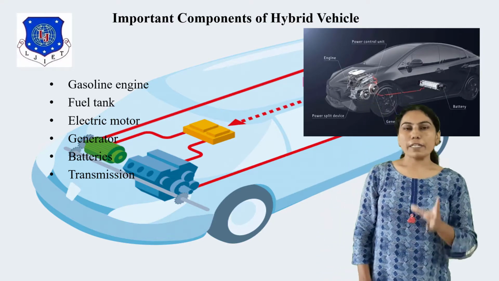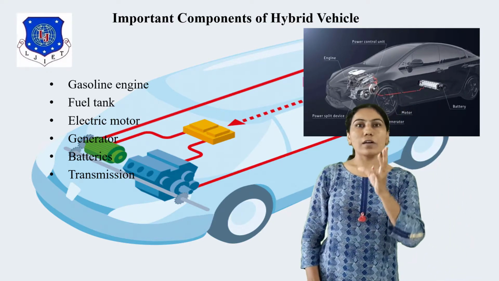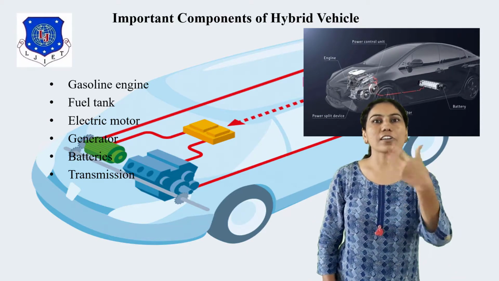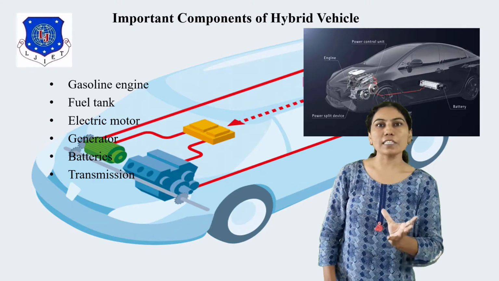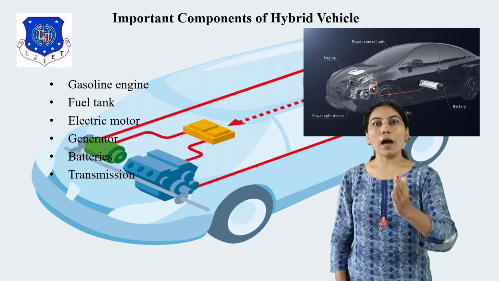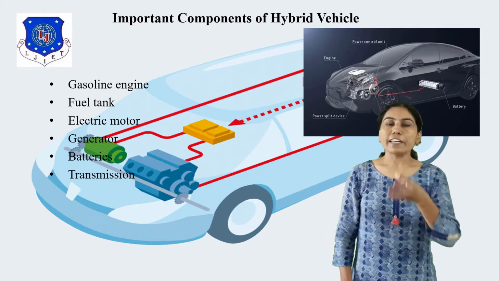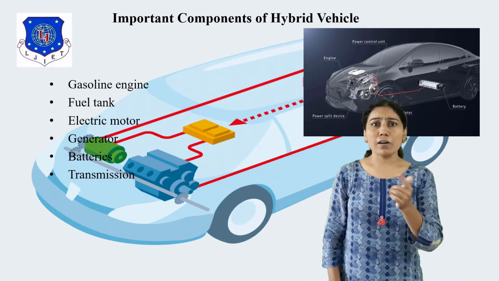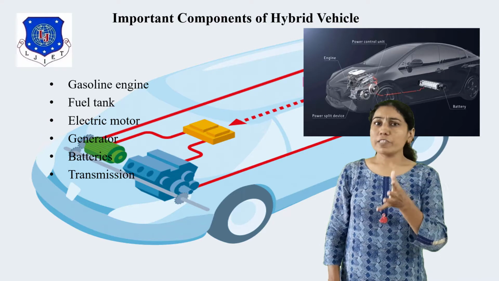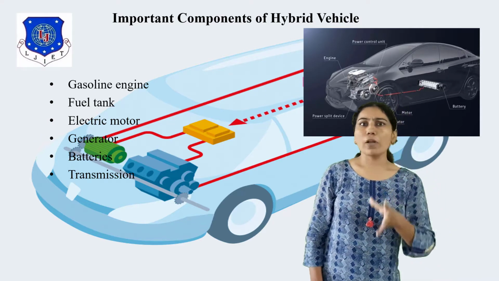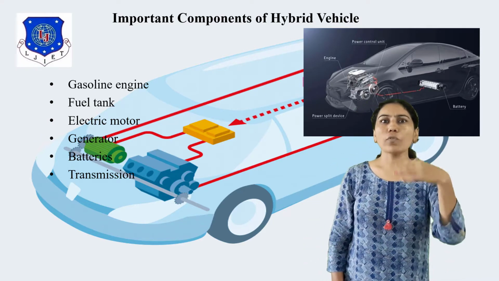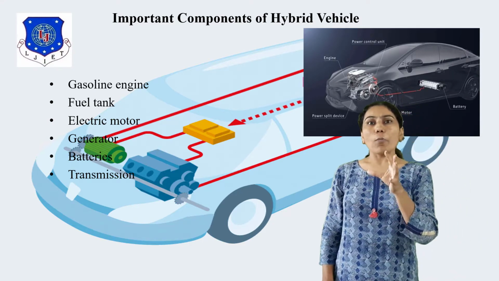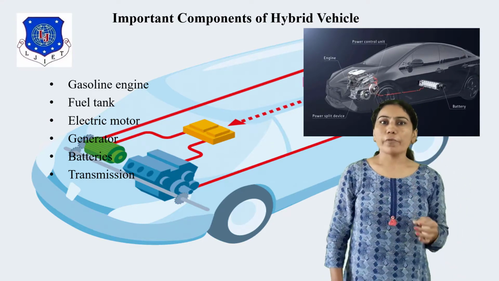And the battery is rechargeable. The battery stores energy, including energy recovered from regenerative braking, to provide power. The transmission is the same as in a conventional car, for example Honda Insight. It is part of a conventional car. These are the important components of a hybrid vehicle.